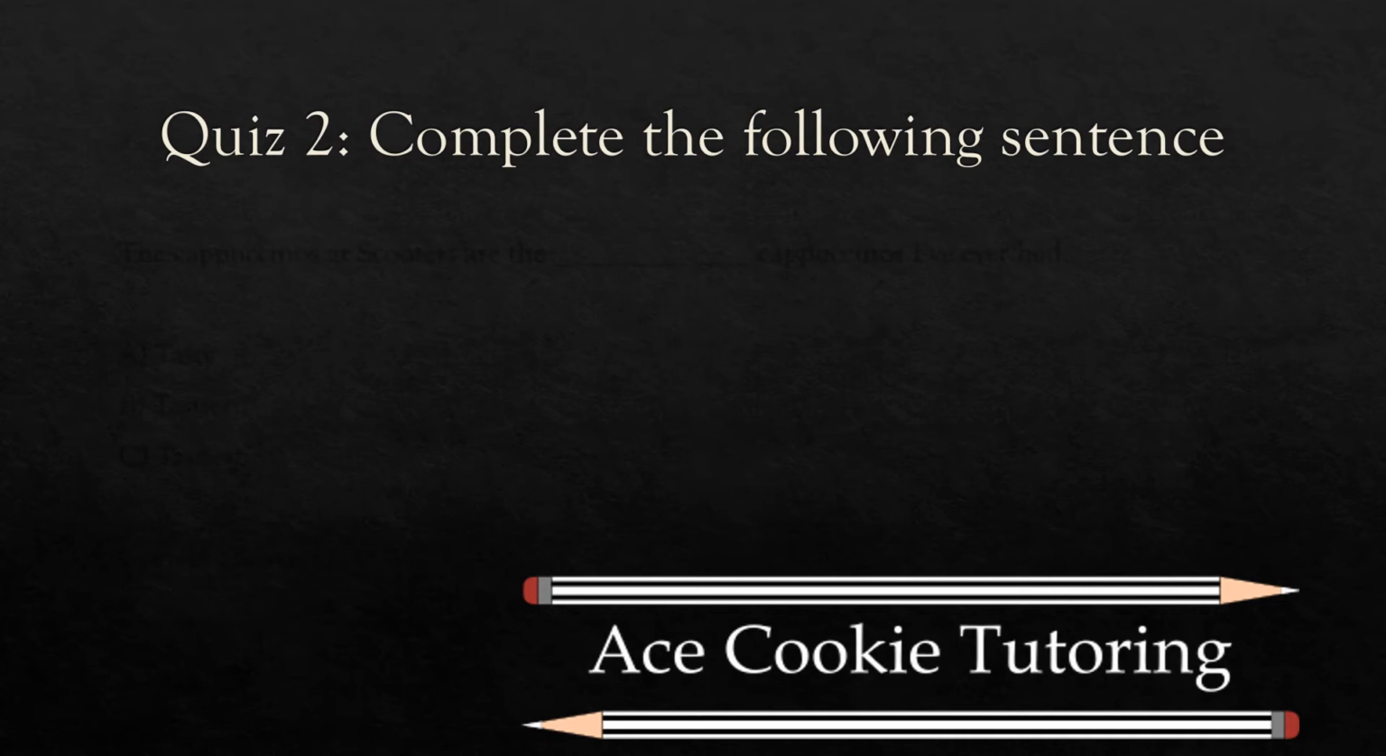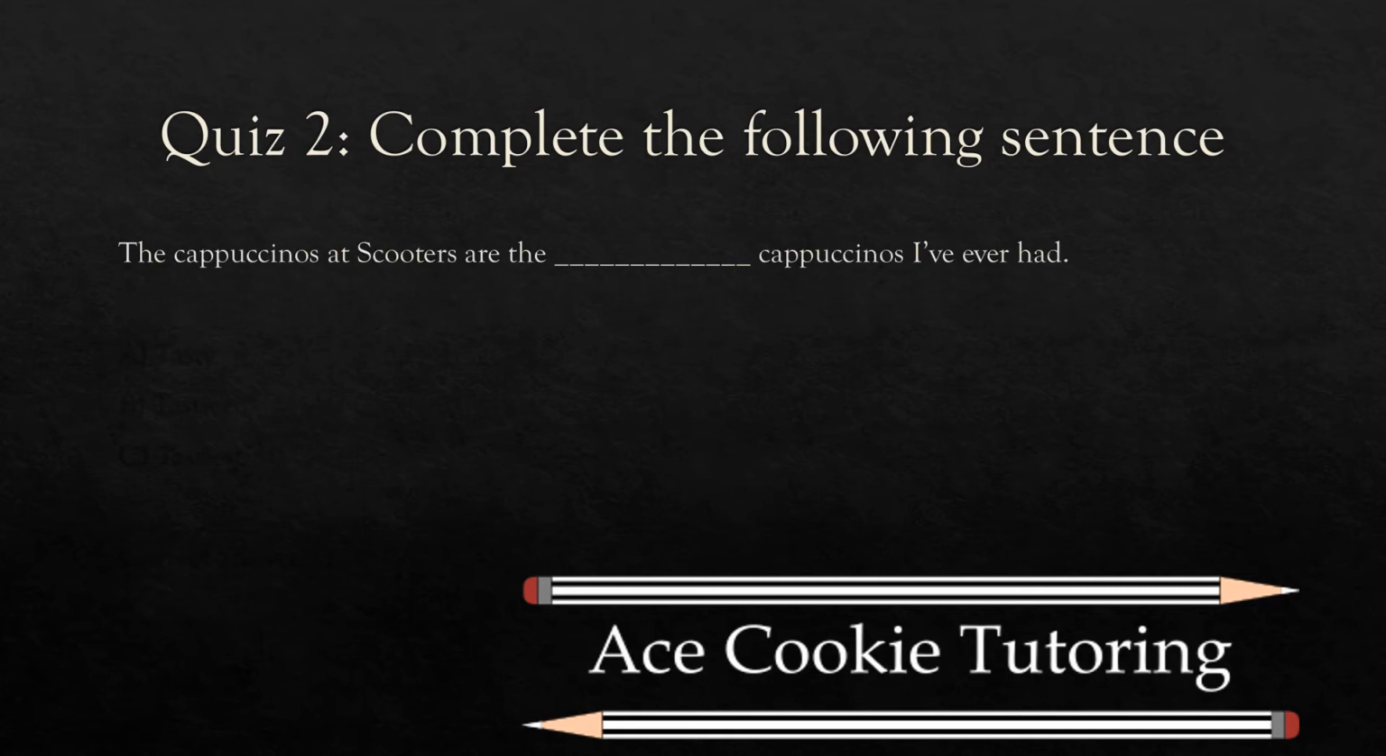Okay, how did quiz number 1 go? If it went well, awesome. If not, maybe quiz 2 will go better for you. So same thing. Here's your sentence. Fill in the blank with the appropriate choice. So I have a sentence that says, the cappuccinos at Scooters are the blank cappuccinos I've ever had. So A would be tasty, B is tastier, and C is tastiest.